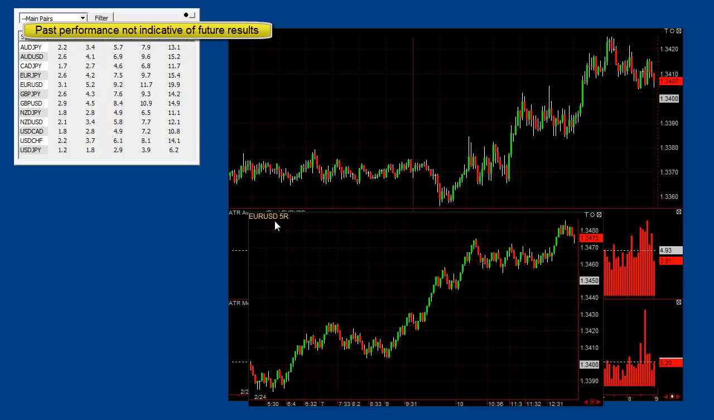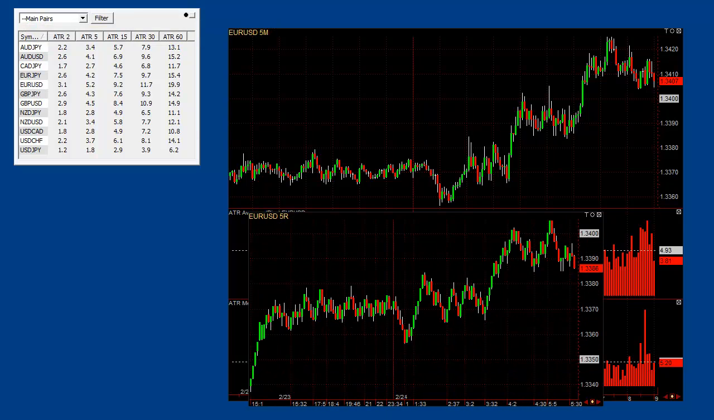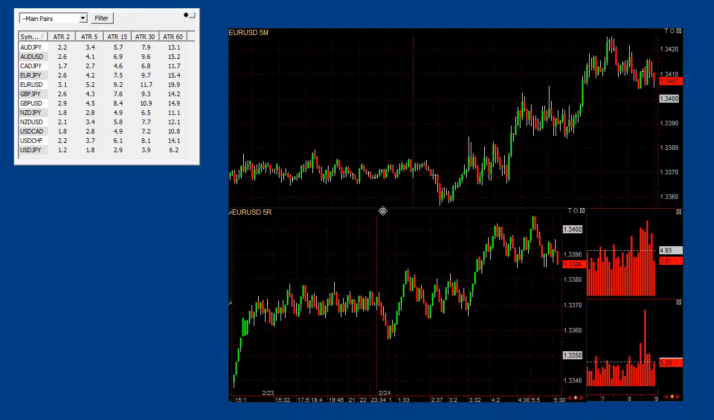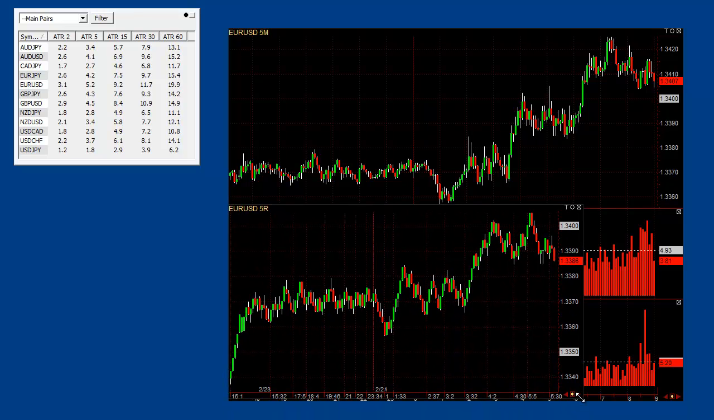Now, here is the 5 pips per bar chart, and notice again, during that dead time, all the way from 7 to here, if you put this chart the same width, you can see more of the chart.